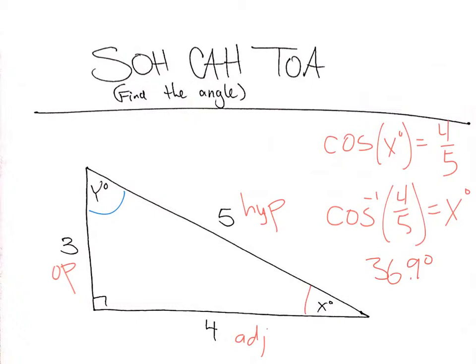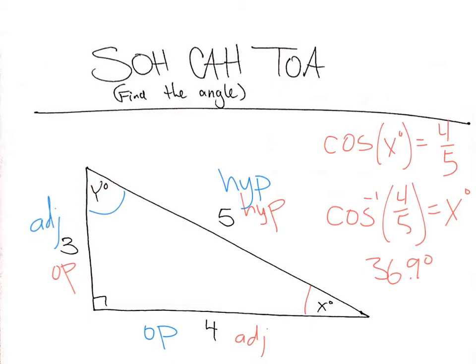To find angle y, so with angle y, I'm going to write this in here, this will be good. So this is the opposite side, this is the adjacent side, and this is the hypotenuse. So again, what we call opposite and adjacent depends on what angle we're talking about. This side is adjacent to angle y.